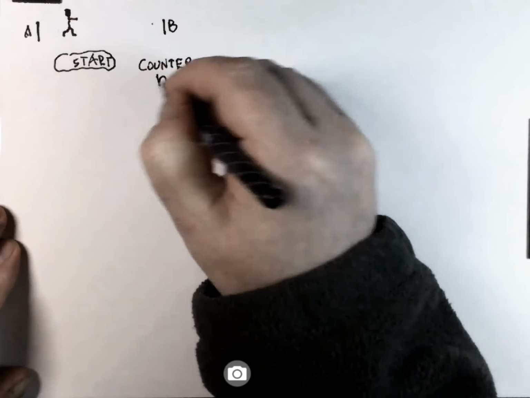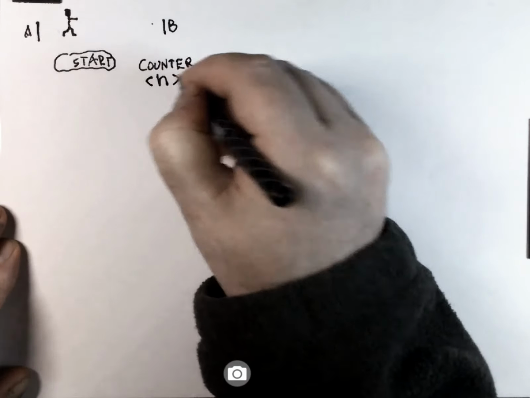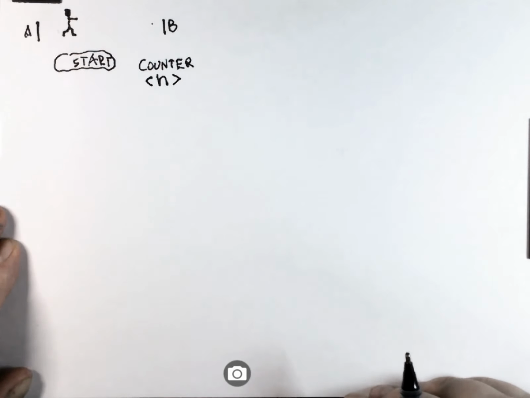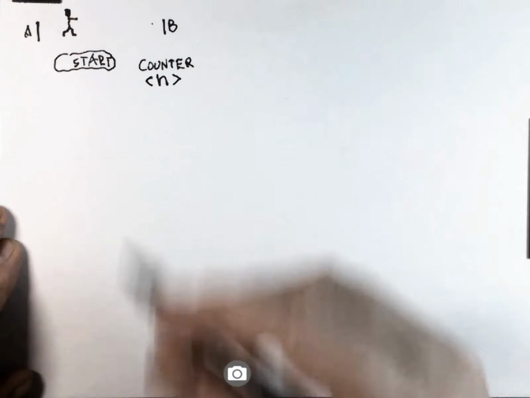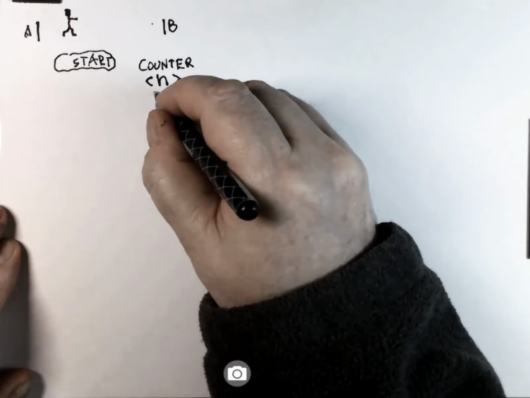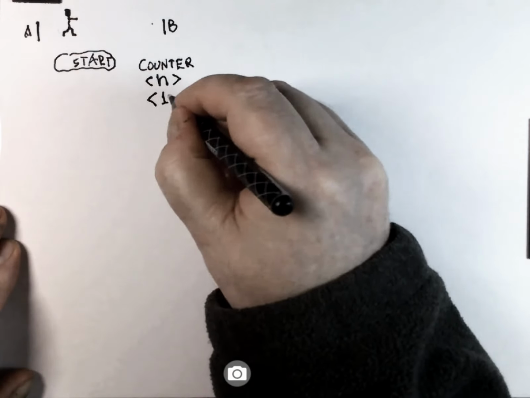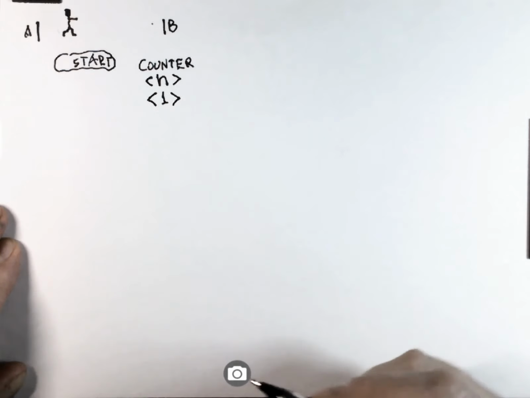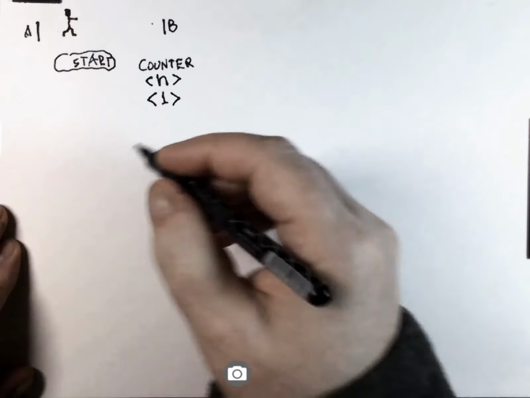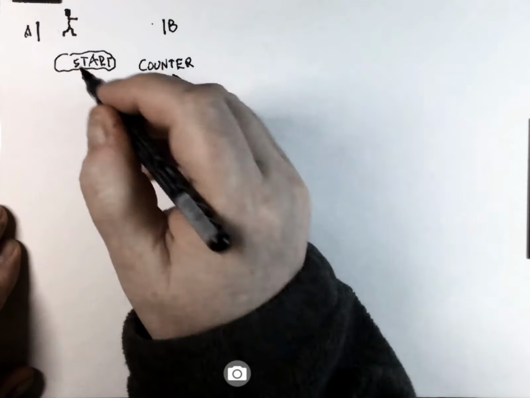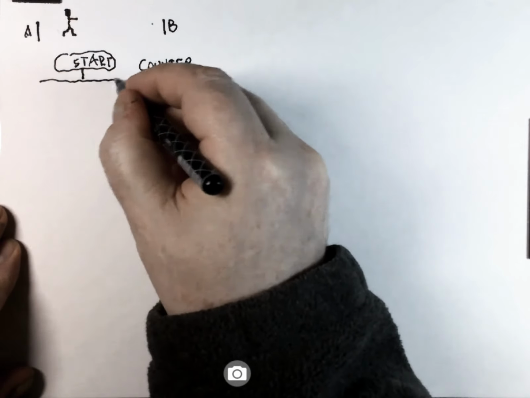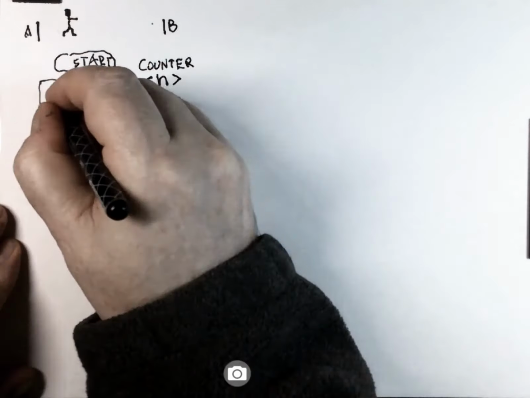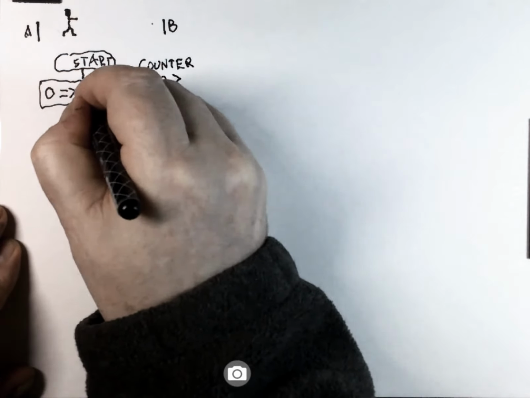N in the computer could be any memory cell. We have the freedom to distribute cells. And also we need the number 1, the data that will be used to increase the counter. Okay, so let's start. First, I would like to send 0 to the counter.